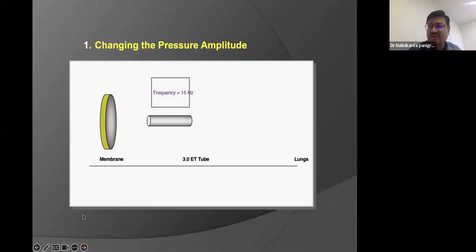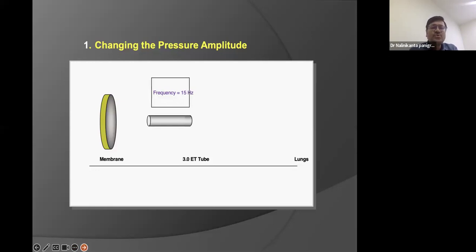Here I have borrowed some animation from Dr. Sachin Sahab, who has prepared this animation. I will just play this video and try to explain how, when you change amplitude and when you change frequency, both grossly influence the tidal volume, and how they influence it differently. This animation will now demonstrate.